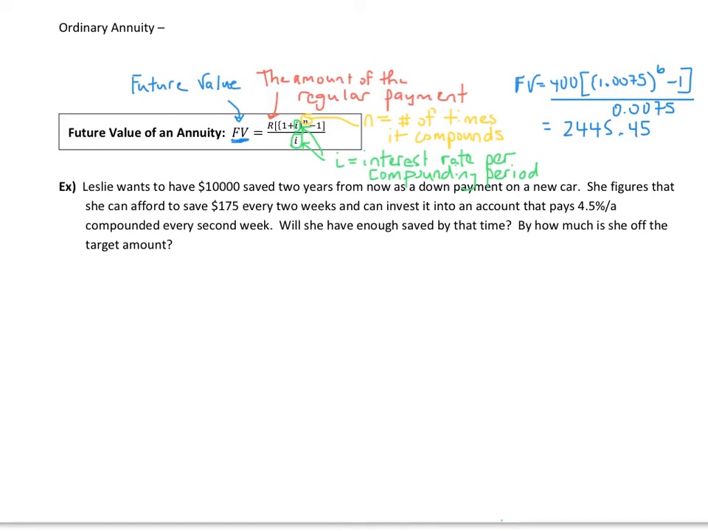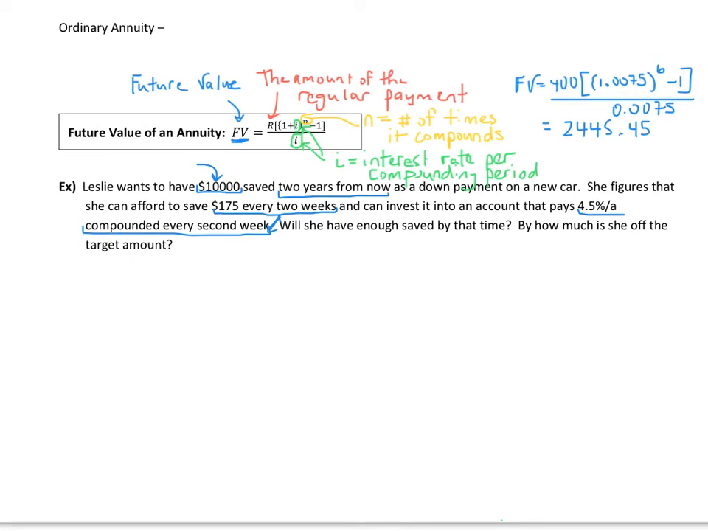Okay, so let's try using this formula here. Leslie wants to have $10,000 saved 2 years from now. So the time frame is 2 years from now. This looks like the future goal that we want as a down payment on a new car. She figures she can afford to save this much every 2 weeks and can invest it in an account that pays 4.5% per annum compounded every second week. So these correspond to each other, that they match. Will she have enough saved by that time? By how much is she off her target amount? She's hoping for $10,000, but she might not have enough based on this.